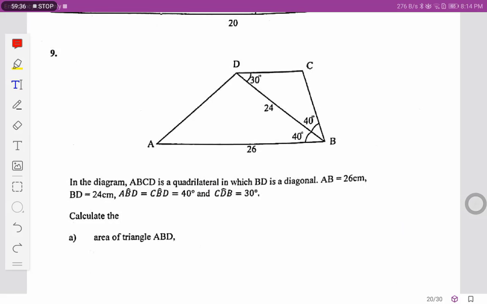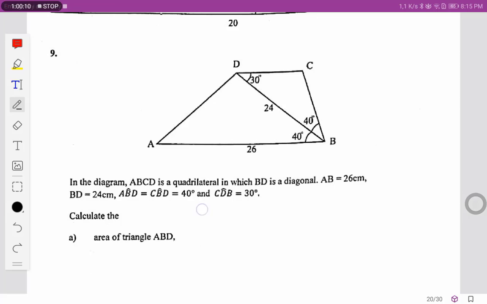Let's see. This question is saying we are given this ABC diagram, and AB is 26, BD is 24, AB is equal to 40, 40. Okay, fine. Then we are also given angle ADB, which is 30. So the first thing they are asking us is to calculate the area of triangle ABD. So we are looking for the area of this triangle there.